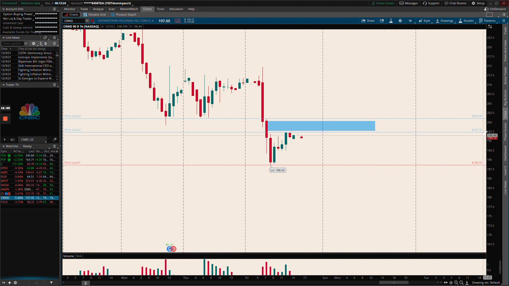So if you hit 197.31, your first target is 200.96, but your second target can go all the way up to here, 204.97. Why? Because of this candle right here. It's our first point of reversal.